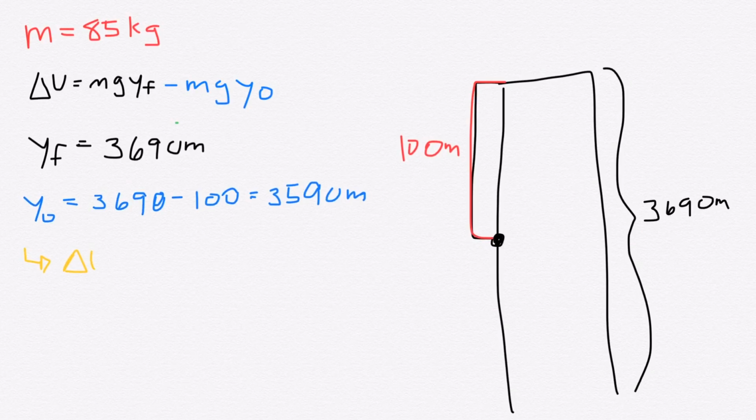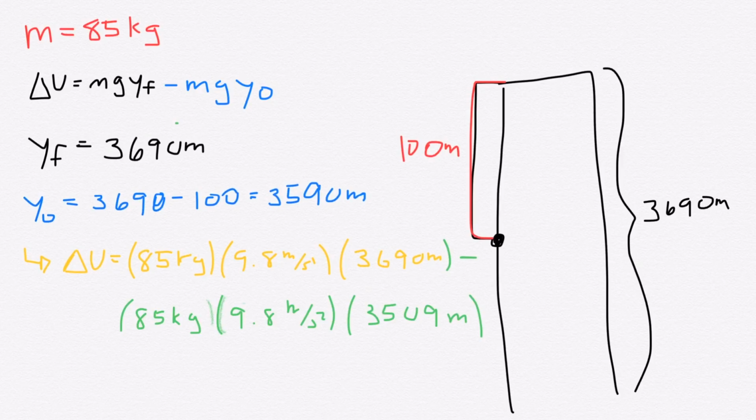So now we can find the change in potential energy by plugging into the equation. So we're going to take the 85 kilograms, multiply it by gravity, which is 9.8, and then multiply it by Y final, which is 3,690 meters. Then we're going to subtract that from the second part of the equation, subbing in Y initial for 3,590 meters. Then we'll find that the potential energy change is equal to 83,300 joules.